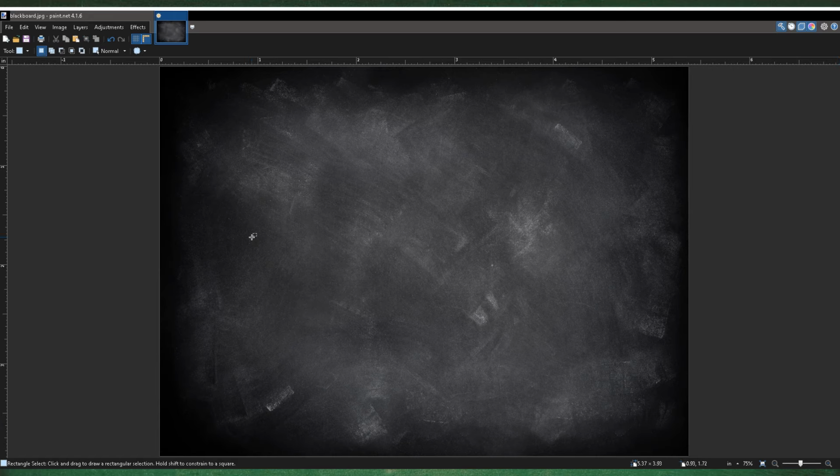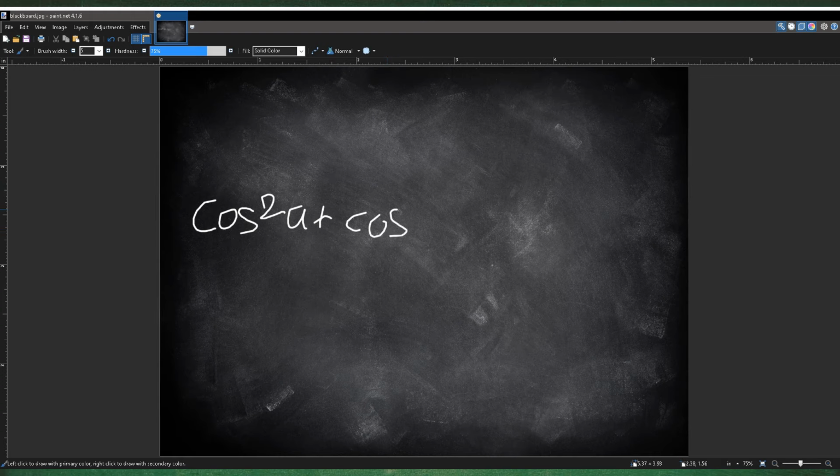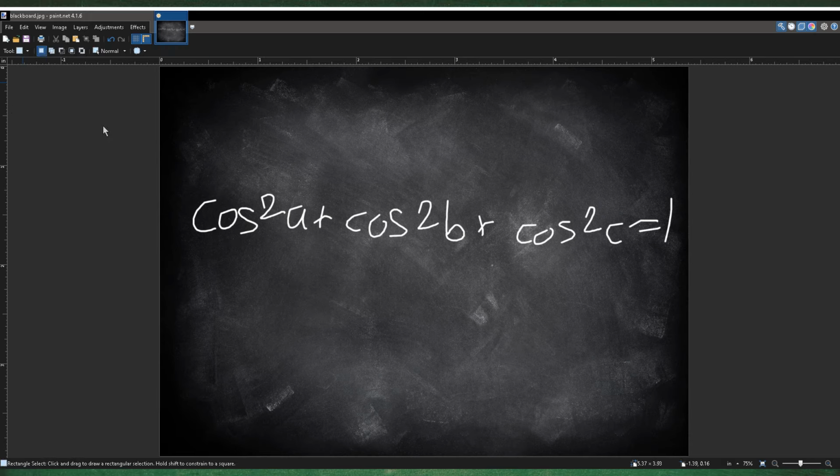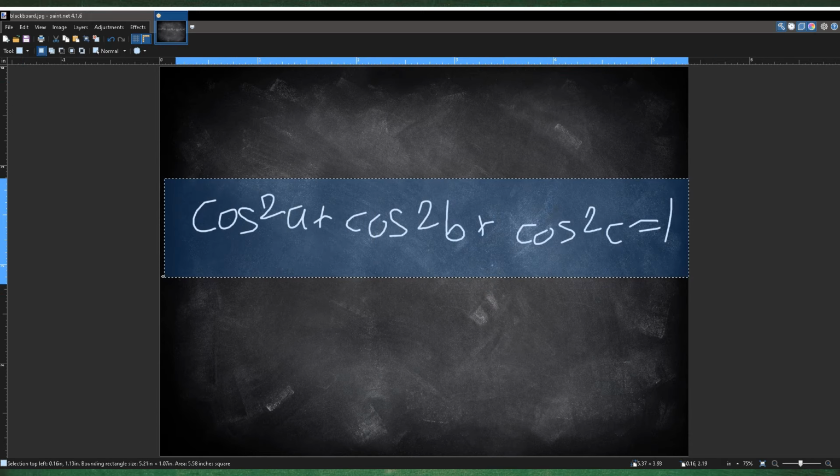These directional angles also have a unique property: cosine squared of A plus cosine squared of B plus cosine squared of C all add up to 1. It's a pretty unique property that is sometimes utilized, but not as often.